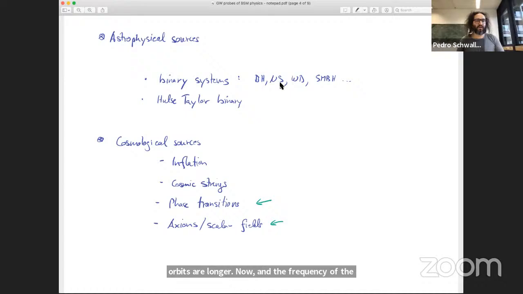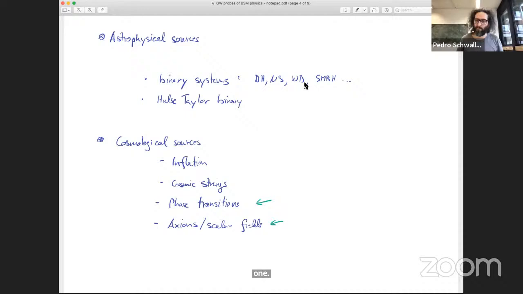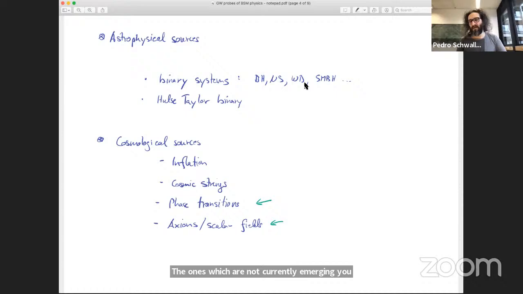So if we want to observe, for example, these white dwarf binaries, the ones which are not currently merging, you would have to go to lower frequencies. And also for the supermassive black holes, just because the systems are so big, you need to go to really low frequencies. And as I will tell you in a few minutes, or maybe more than a few minutes, fortunately, we have plans for detectors across many, many frequencies. So this is actually something we will be able to do in the coming 10, 20, 30 years. So that's why I find this a very exciting field right now.